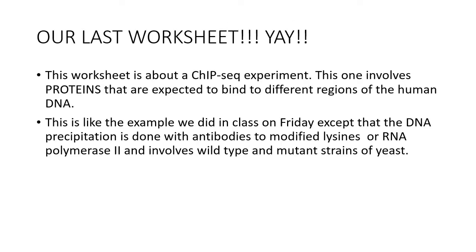Okay, so this is our last worksheet, yay, and it's about a ChIP-seq experiment, and involves proteins that are expected to bind different regions of, it says human, but it's actually yeast DNA. So in this case, we're going to be doing different antibodies. The previous example, we just had antibodies to methylated histones, but this time we're going to include an antibody which is directed against RNA polymerase. It's also a little more complicated because we're going to involve modified lysines in yeast with wild type versus mutant strains. So it's a little bit more difficult to look at the original picture, but we'll step through it.